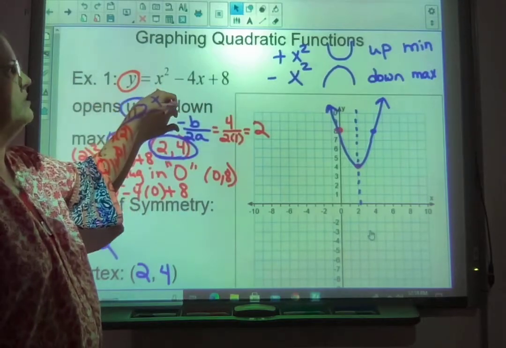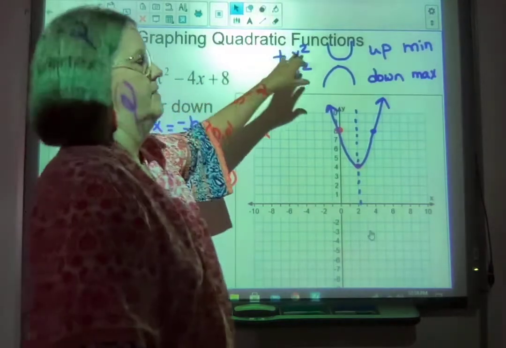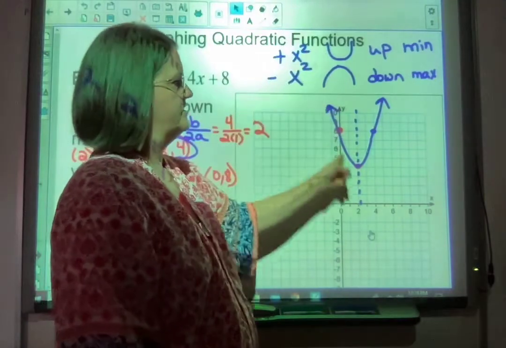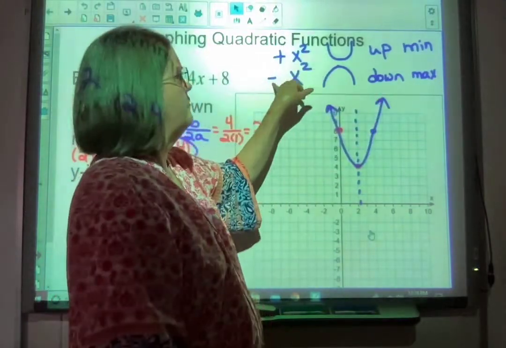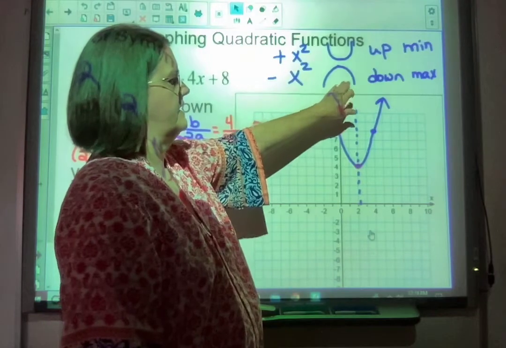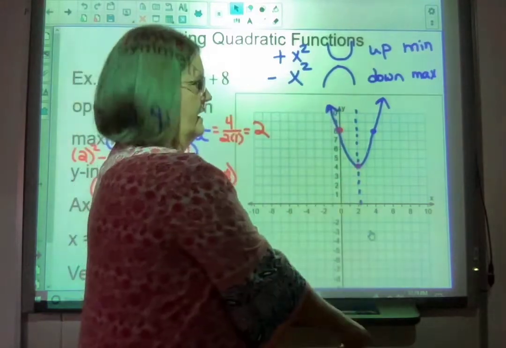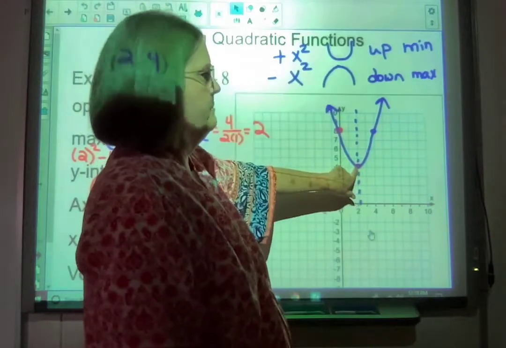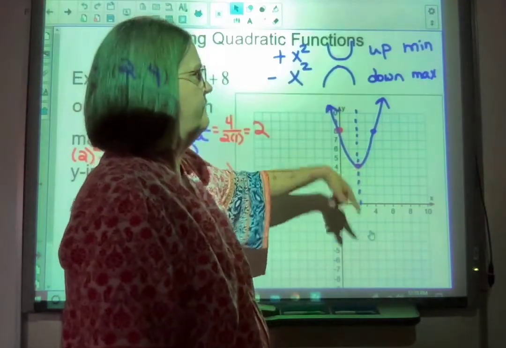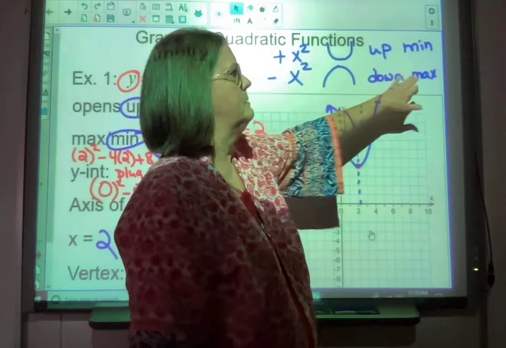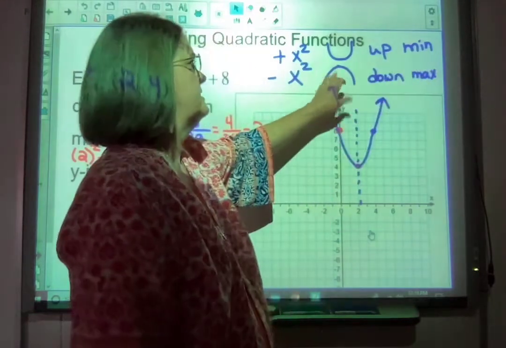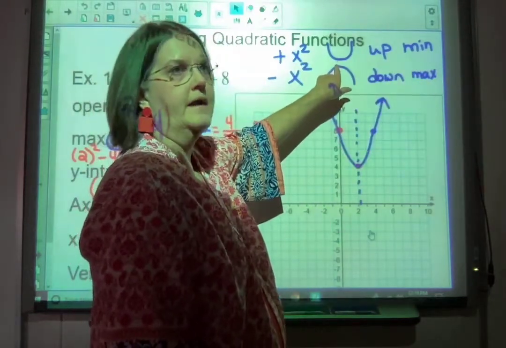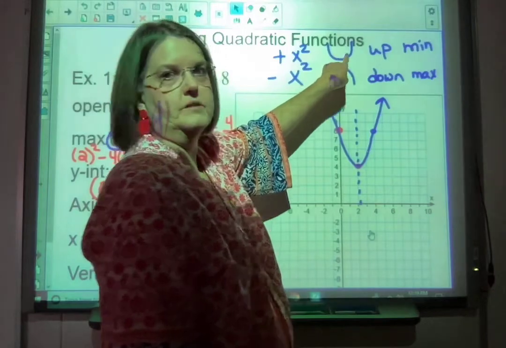If your x squared term is positive, that's telling you that your graph is going to open up. If your x squared term is negative, your graph is going to open down. If it opens up, you will have a minimum value for your vertex. If it opens down, you will have a maximum value for your vertex. It just makes sense. Max means highest, minimum means lowest.